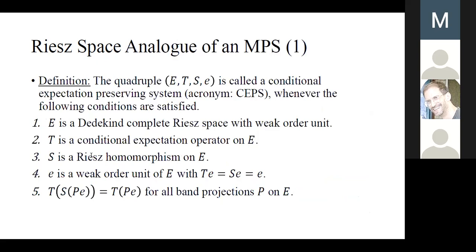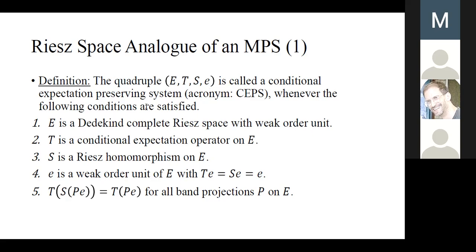So if we look at what happened with the measure preserving system, we can then generate this idea of the analog and then make sure that it is in fact a good generalization by applying it back to the original case. So let's just put it out here. If we take the quadruple (E, T, S, E), we'll say that this is a conditional expectation preserving system. We'll use the acronym KEPS because that's easier to say than all of those words.